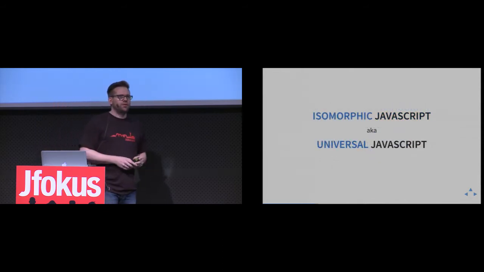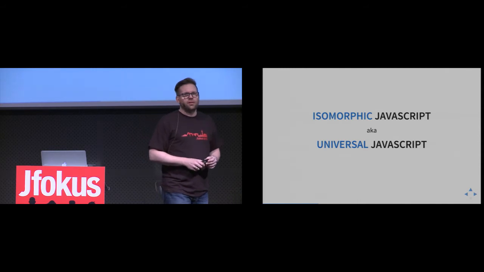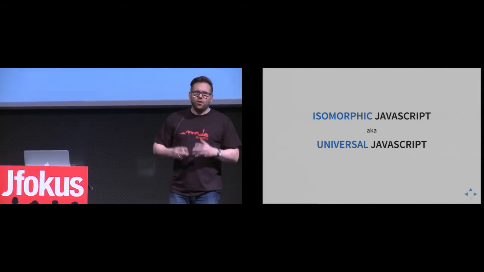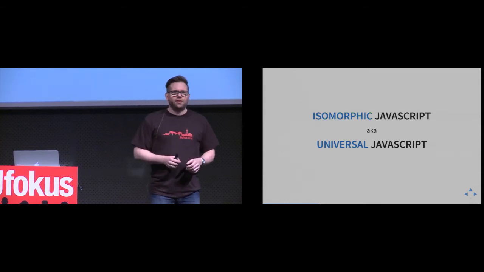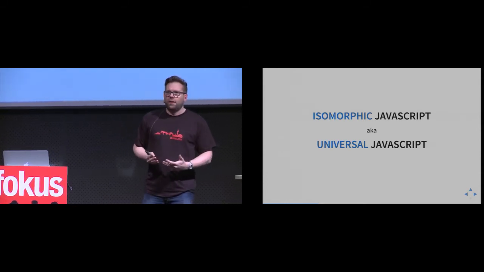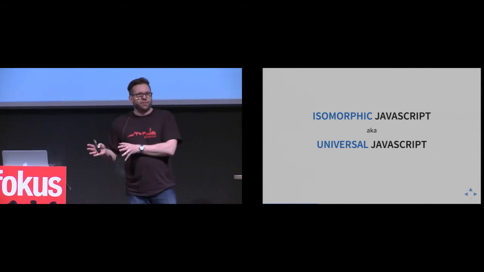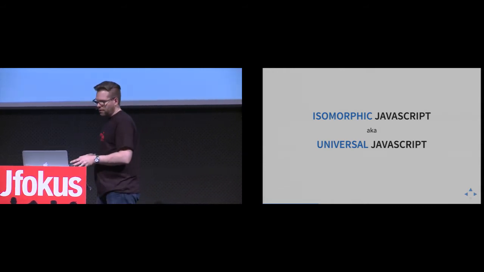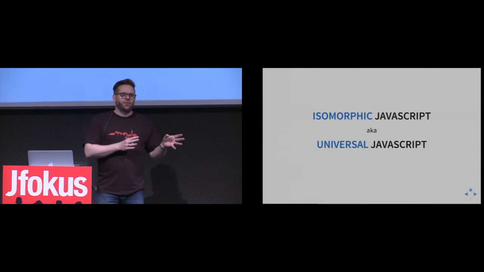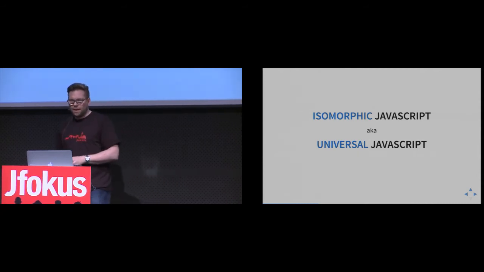Isomorphic JavaScript is also known as universal JavaScript, as isomorphic is a really strange expression, and then some people say, no, you have to call it universal JavaScript. There were other people saying that universal JavaScript is too generic, and today we talk about isomorphic universal JavaScript. I don't know if that's even better. But if you read about isomorphic JavaScript or universal JavaScript, it's pretty much the same.